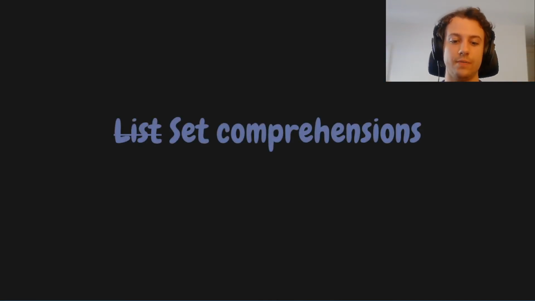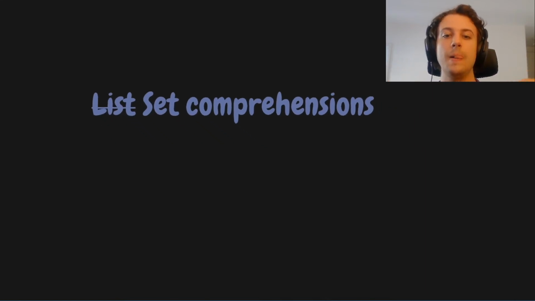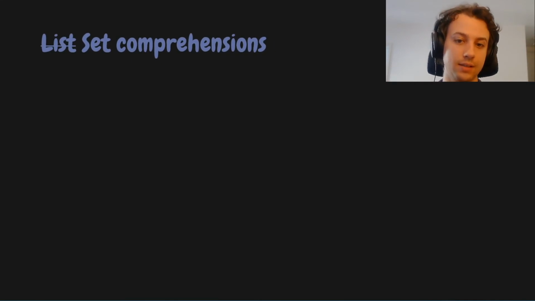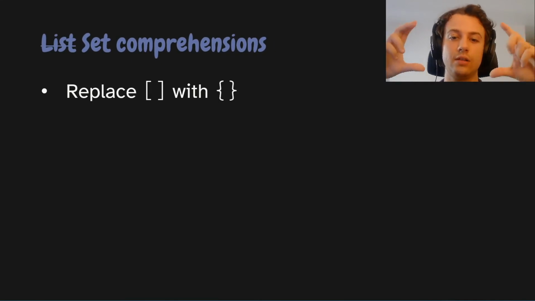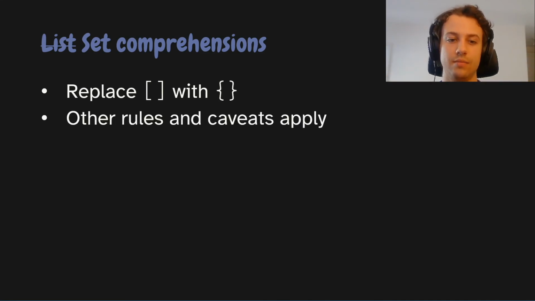Now, Python has other things that are comprehensions but that are not list comprehensions. For example, we have set comprehensions. And what are set comprehensions? A set comprehension is just like a list comprehension, except it builds sets. And instead of enclosing the comprehension with brackets, you use braces. Everything else is the same. So all of the other rules and caveats apply.